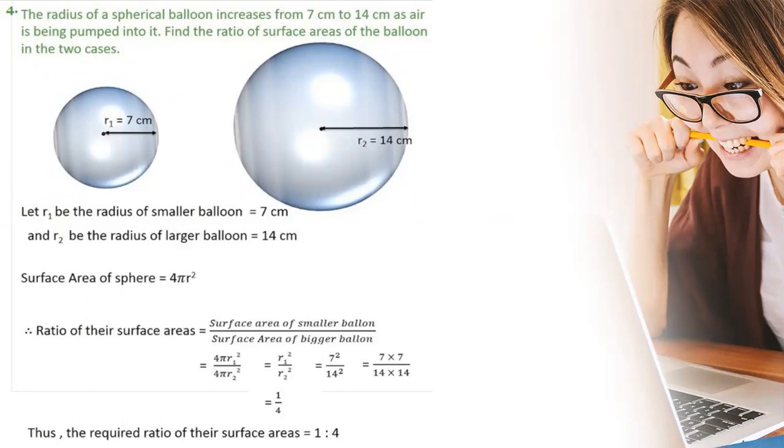So the ratio of their surface areas means surface area of the smaller balloon divided by the surface area of the bigger balloon. And the surface area of smaller balloon is 4 pi r1 square, where r1 is 7 centimeters, and surface area of bigger balloon is 4 pi r2 square, where r2 is 14 centimeters. Now 4 pi and 4 pi will get cancelled, so we will be left with r1 square by r2 square. Therefore the required ratio of the surface areas is 1:4.